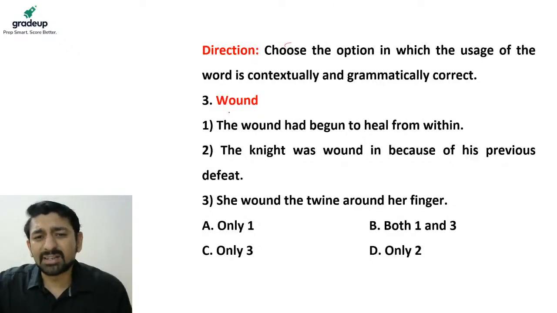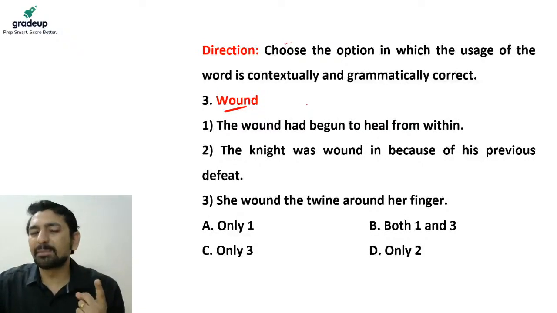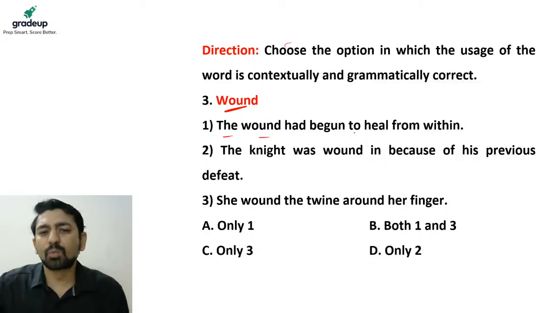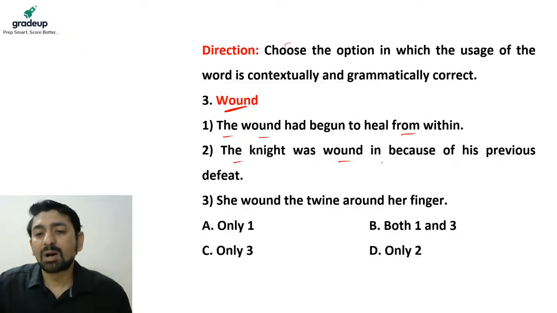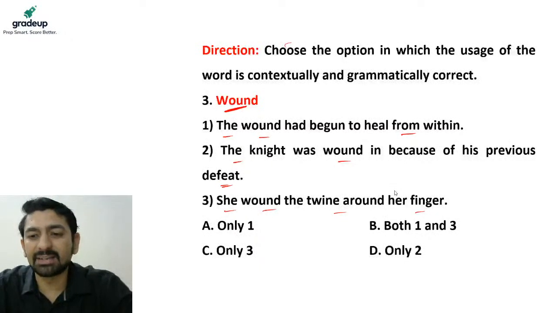The next question is, the word is wound. It can be pronounced as wound as well. Now the first sentence says, the wound had begun to heal from within. Second says, the knight was wound in because of his previous defeat. Third says, she wound the twine around her finger. Which of these sentences do you think is correct?